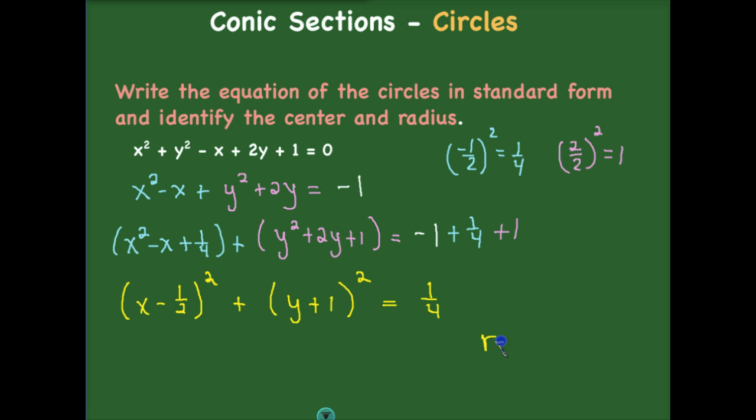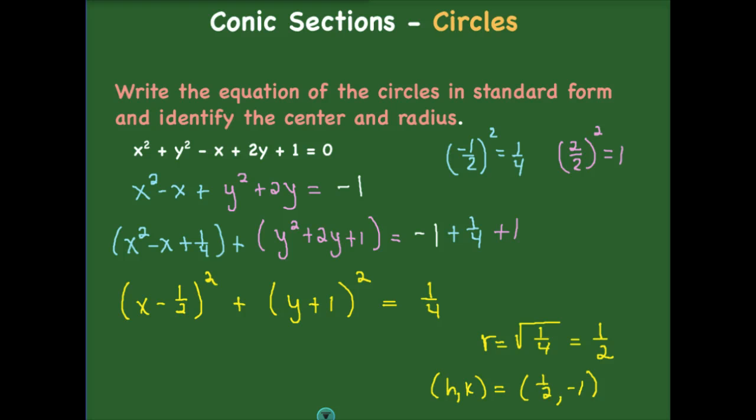So our radius is going to be the square root of 1/4, because remember that our radius is some number squared, so to figure out what that number was, we would take the square root. Our radius in this case is 1/2, and our center, our HK, is going to be equal to 1/2, -1. And that concludes our lesson today on conic sections circles.